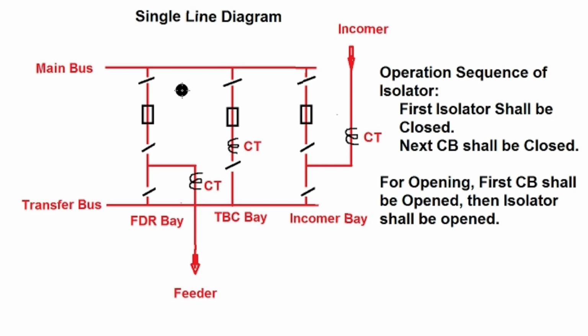For the closing operation, first the isolators shall be closed, that is 89A and 89L. That is the main bus side isolator. After that, the line isolator shall be closed, and after that the breaker shall be closed. That is the closing sequence of the circuit breaker and isolator. But in case of opening, first the breaker shall be opened and after that the isolator shall be opened, since isolator operation, both closing and opening, is only done under no load condition.